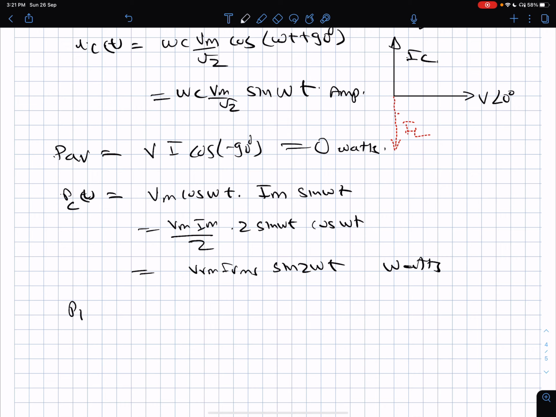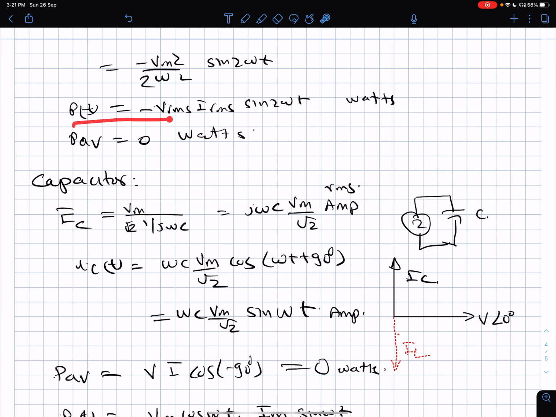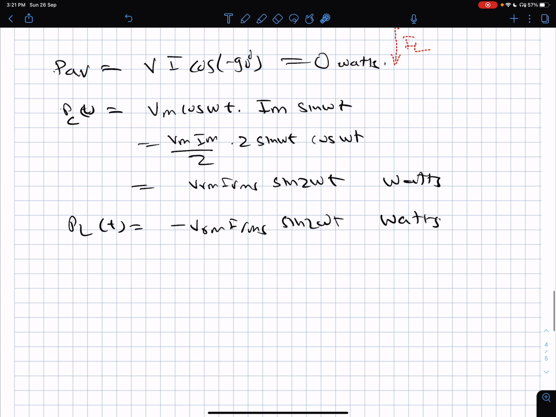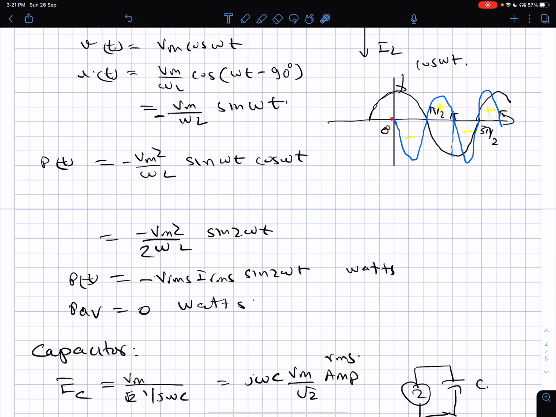If you recall earlier, for PL of t, what we had got? Vrms Irms minus sine of 2 omega t watts. Is it not? This is what we had got earlier for the inductor. So instant by instant there is a 180-degree phase shift or opposition. Exactly opposite is what is going on here. So there is a difference in the way they are behaving. Here it started with a negative P, and then instantaneous P being negative, and then it became positive.